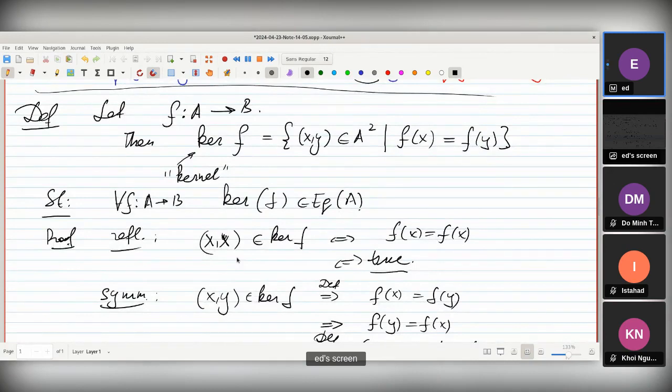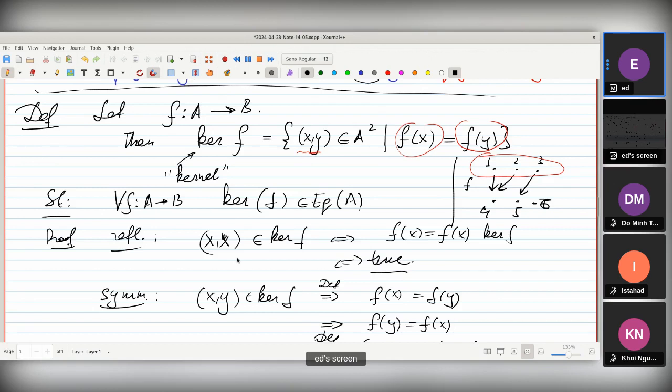But maybe you need simple examples. Okay, let me give it. Assume that we have some finite function from 1 to 3 to, say, 4, 5, 7, or 6. Assume that this function maps 1 and 2 to 4 and 3 to 5. What is the kernel of this function? This kernel consists of all pairs of elements for which function values coincide.